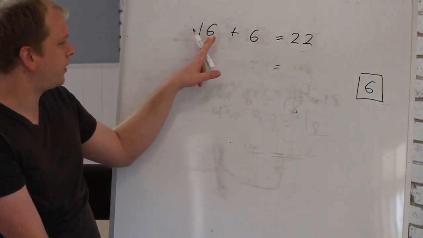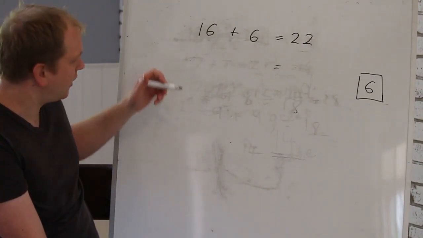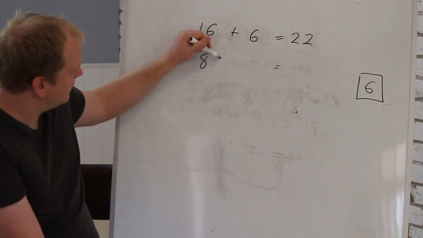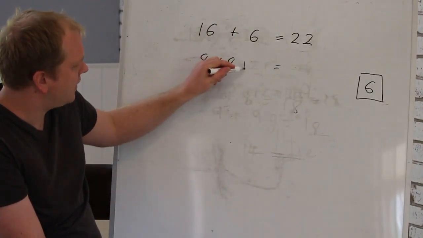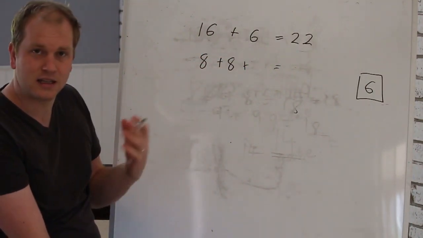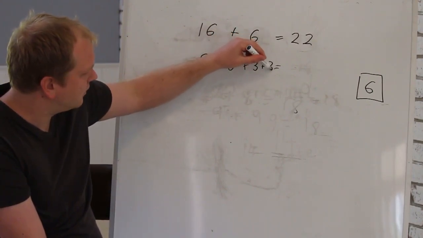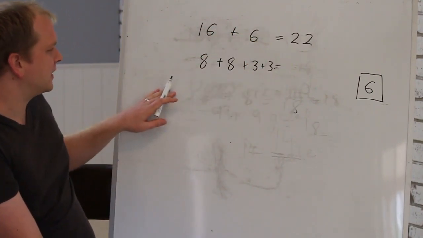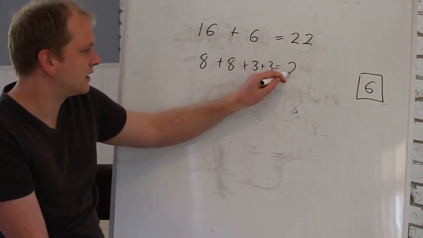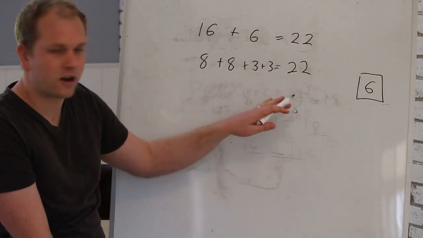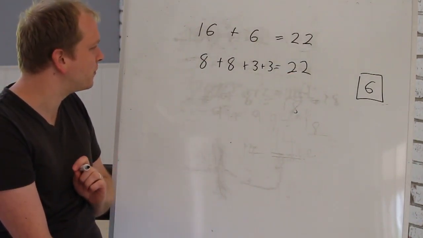Well, I know that half of 16 is 8. So I could use 8 plus 8 to equal my 16, and then I could also break my 6 into 3 and 3. So then I could use 3 and 3. Now if I put this back together, well, of course our double 8 is 16, our double 3 is 6, we're going to get the same thing, 22. And I've been able to write my number sentence without using any 6's at all.